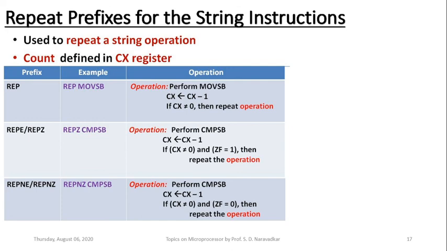So here in the operation, first of all perform that compare string byte, then the count is decremented by 1, CX minus 1 copied to CX. If that count is not equal to 0, which is always there in every repeat prefix, you can observe, and if that zero flag is equal to 0, not zero means the zero flag is reset, then and only then repeat that particular operation by going back.